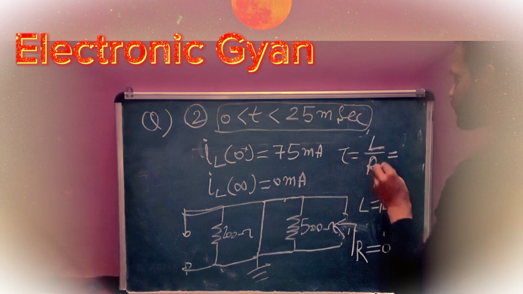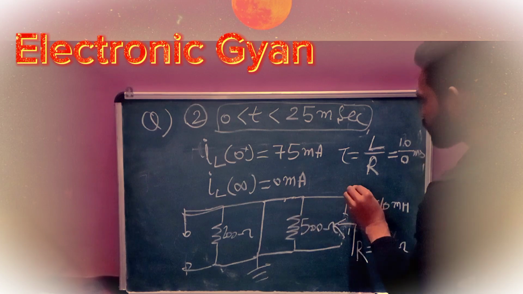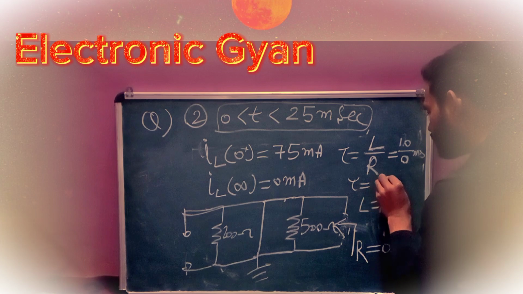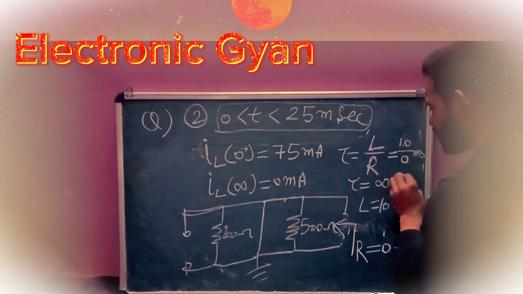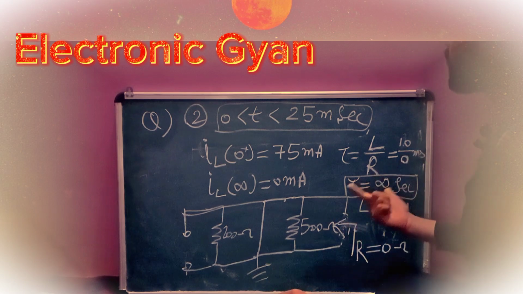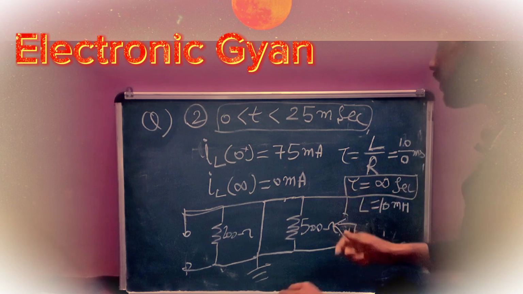So our time constant is 10 millihenry divided by 0 ohm. This means the time constant is something divided by 0, which is infinite seconds. Yes, this is my time constant. We obtained the time constant of the circuit.